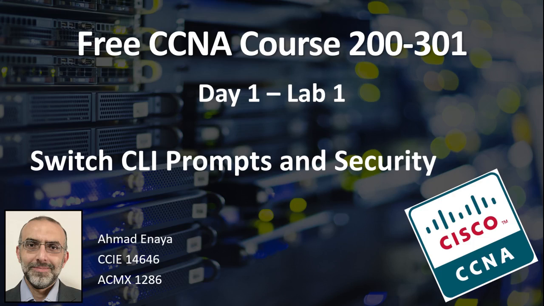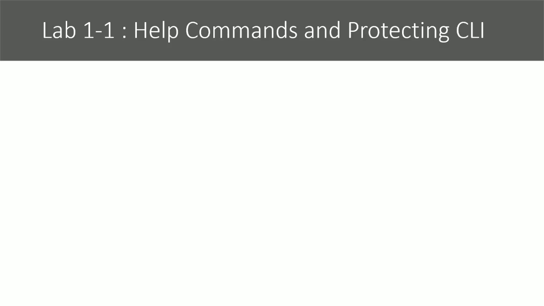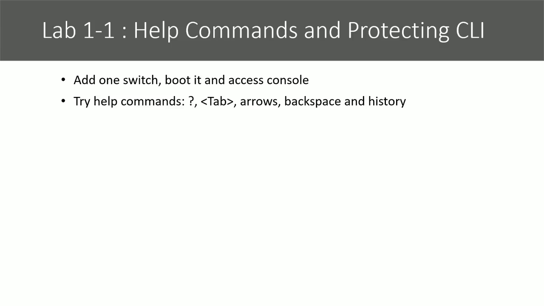So after discussing management ports, console cables, console ports, and memory, we are ready to start our first lab. In our first lab, we will test the following. First of all, we will start Cisco Packet Tracer. We will add one switch, we will boot it, and we'll access the console. Then we will try help commands. We will try question mark, tab, arrows, backspace, and we will test the history.